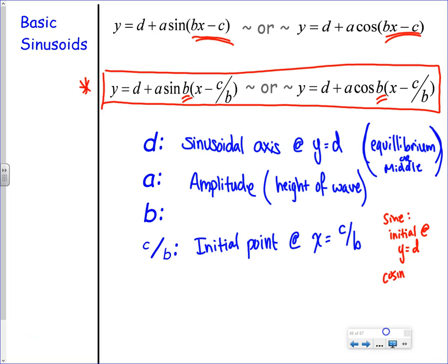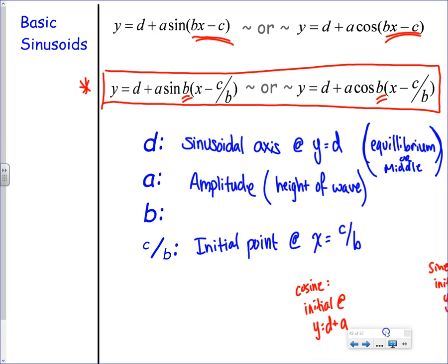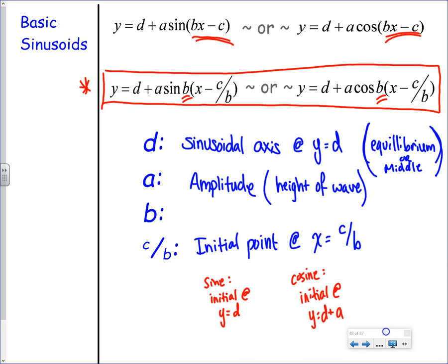Cosine, unless it gets flipped, is going to have its initial point at y equals d plus a. Cosine starts at the top, starts at d plus how high it goes, and then it flips down and goes through its cycle. Sine's going to start at d, cosine's going to start at y equals d plus a. That's the words. And for some of you, words are enough, but for a lot of you, we need to get a picture to kind of try to put it all together.